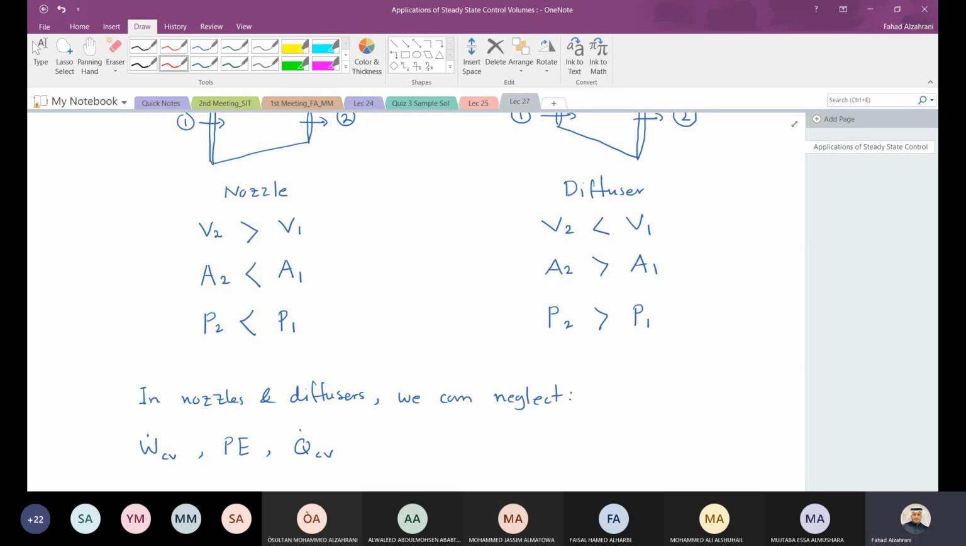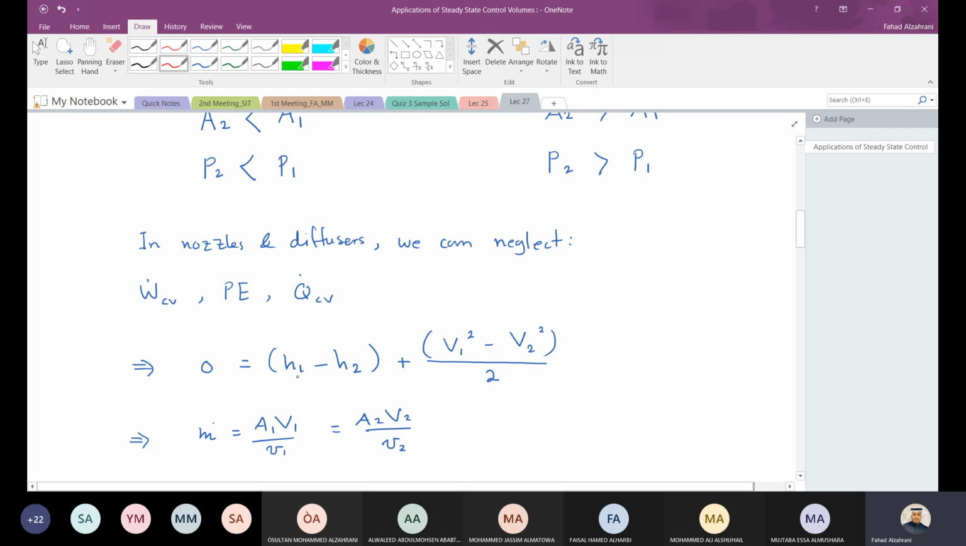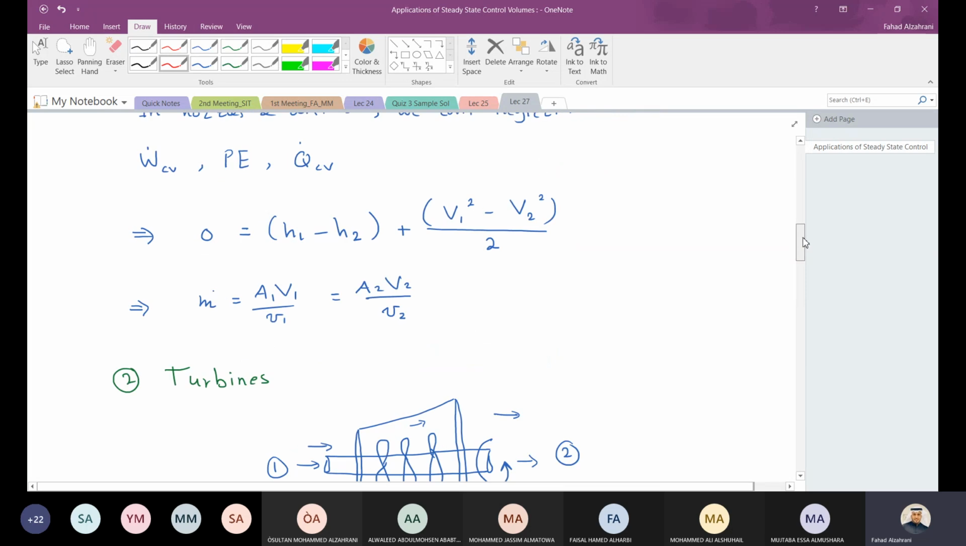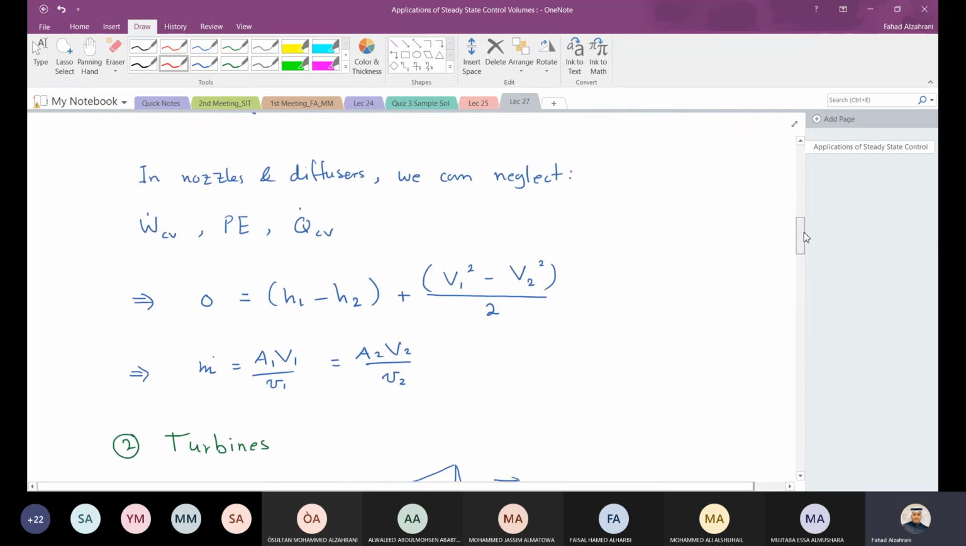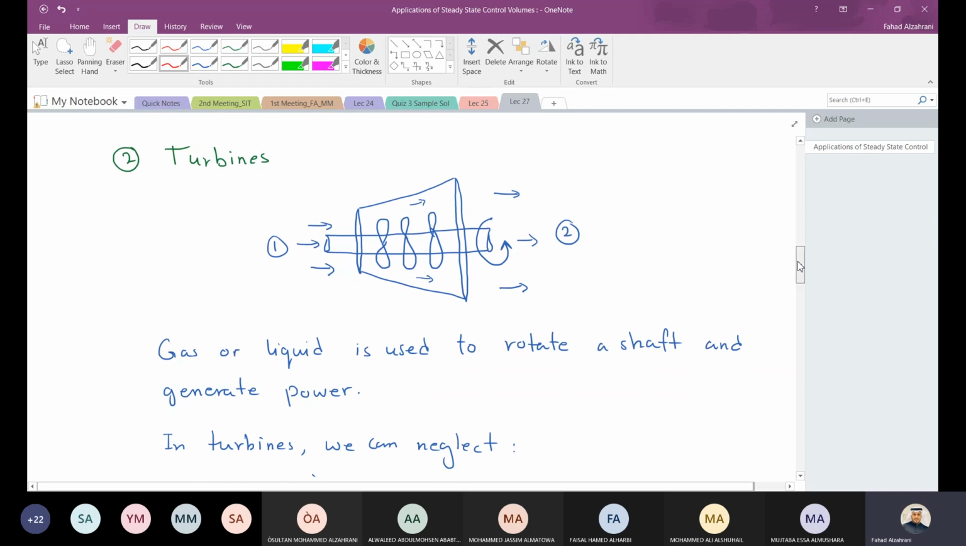All right. So after we neglect these terms, we end up with this energy balance where h1 minus h2 plus v1 squared minus v2 squared over 2 equals 0, where this is a steady state control volume. This is the mass flow rate here. So I'll try to go faster because I need to go through this before I stop for the quiz. So the second device is called turbine.